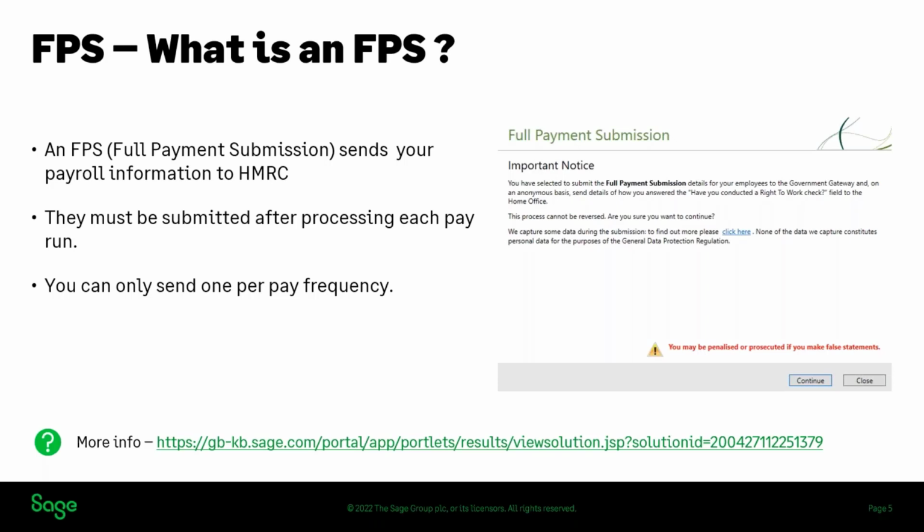Bear in mind though, you can only send one FPS per pay frequency, and that goes off tax periods as well. So for example, if you are a monthly payroll and you have submitted an FPS on the 6th of the month, you will not be able to send a following FPS until the 6th of the following month. So that must be remembered, that depending on your pay frequency, you can only send one per tax period for that frequency. That's tax week, 2 weekly, 4 weekly, monthly. So bear that in mind.